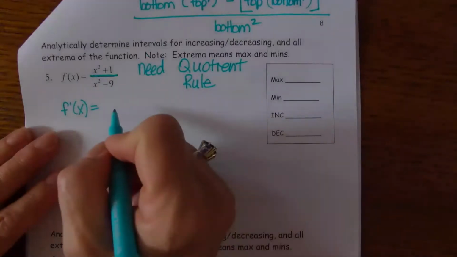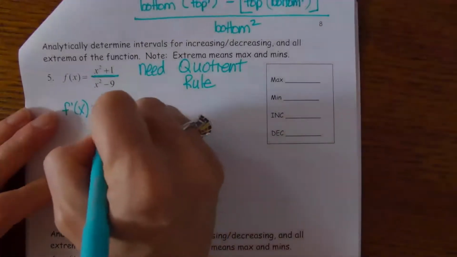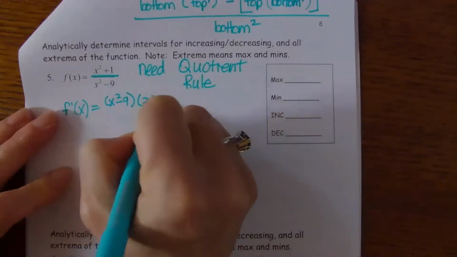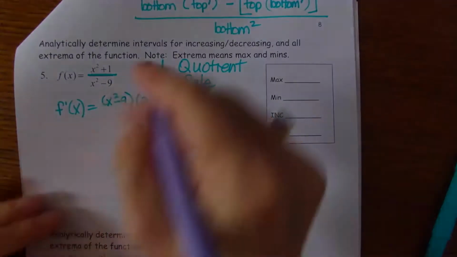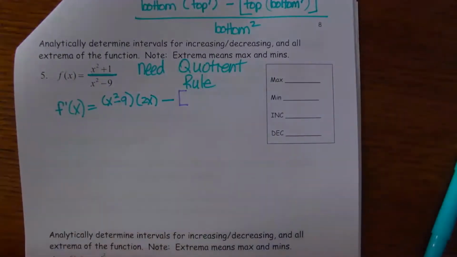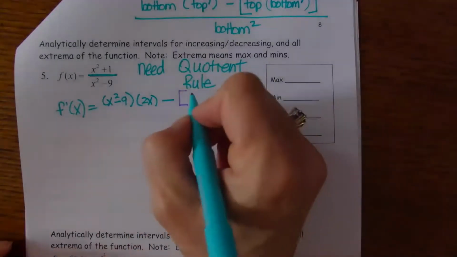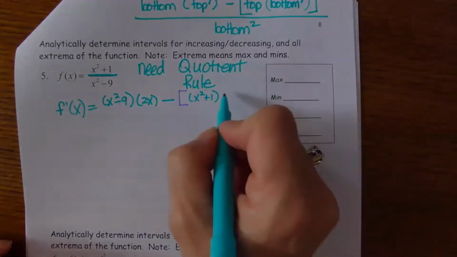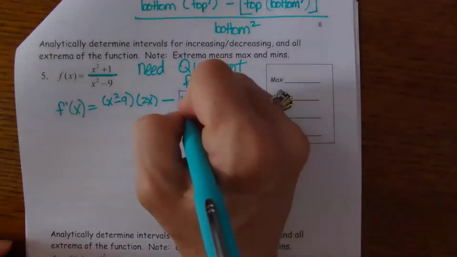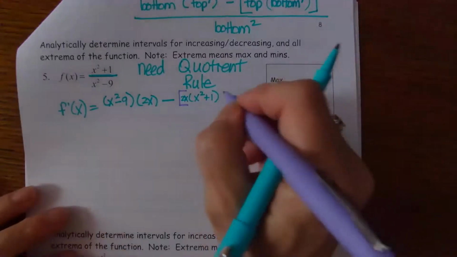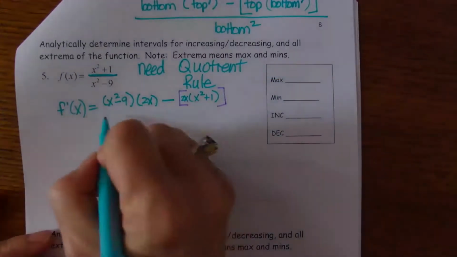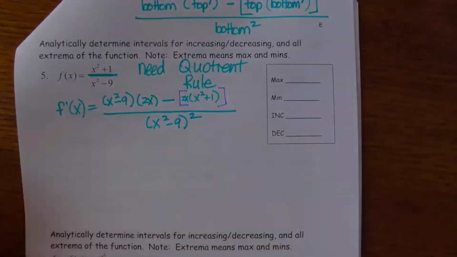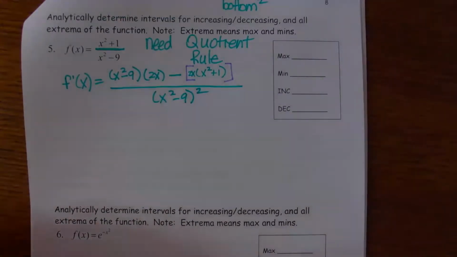Okay, let's go. All right, people, what is this? Bottom times derivative of the top minus, and I'm going to put a bracket. Anytime we have a minus, we want a bracket so we don't forget a sign. Top times derivative of the bottom. What's the derivative of the bottom? I'm going to write it out front because it's easier for me to do the math that way. All over bottom squared. Okay, not too bad, right? Not too bad. Let's do this.